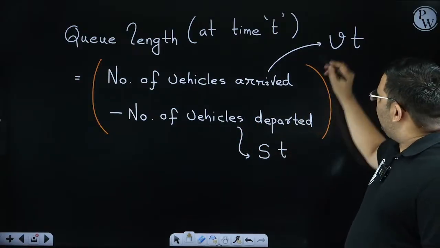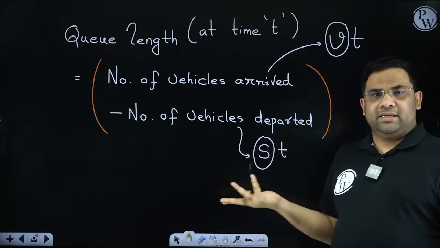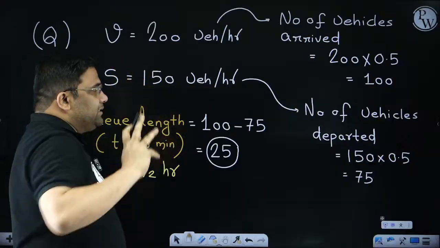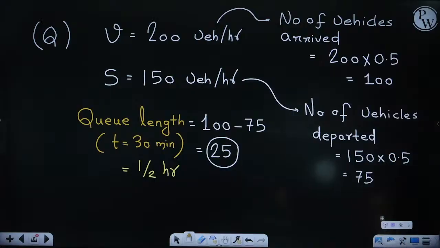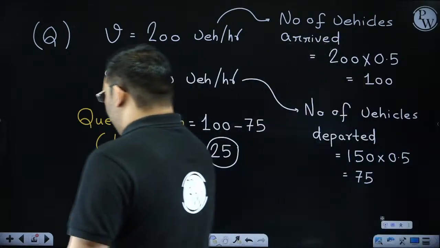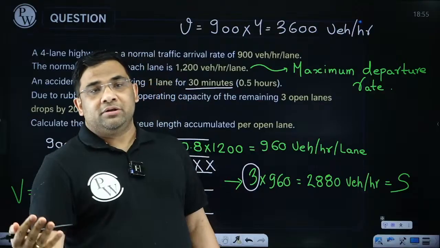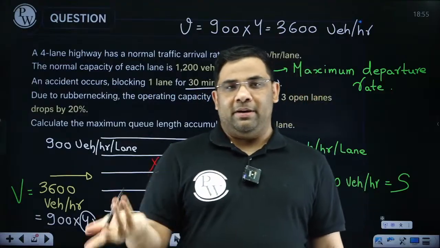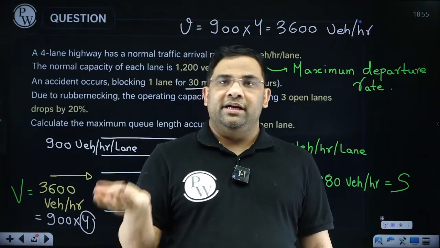So we need to find out the arrival rate and departure rate, and then we can simply solve the question. The first question was very simple. Here the arrival rate and departure rate were given directly, so it was easy. We found the number of vehicles arrived and departed, subtracted, and got the queue length. But they might change the language, yet the final concept is that only: the number of vehicles arrived minus the number of vehicles departed. Vehicles arrived is arrival rate into time, and vehicles departed is departure rate into time.